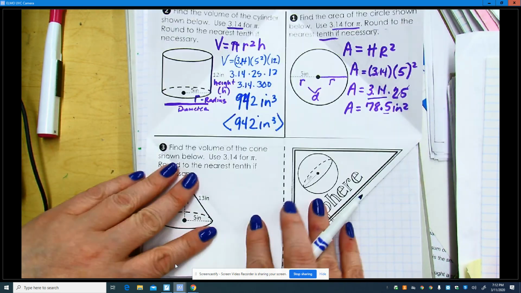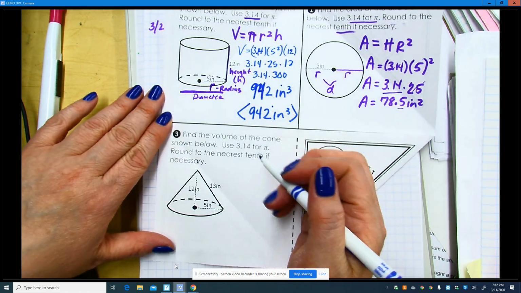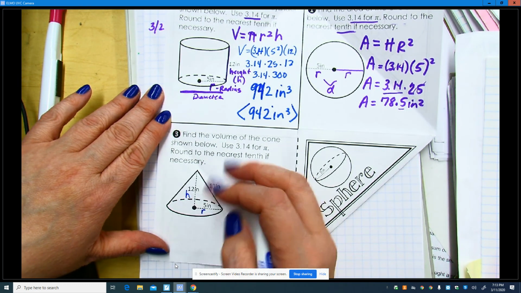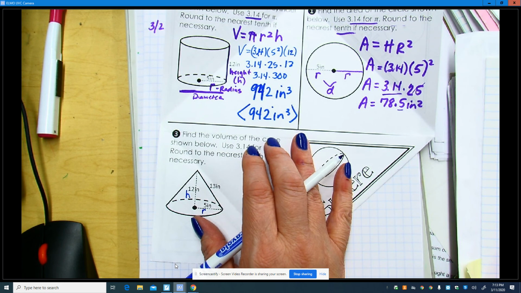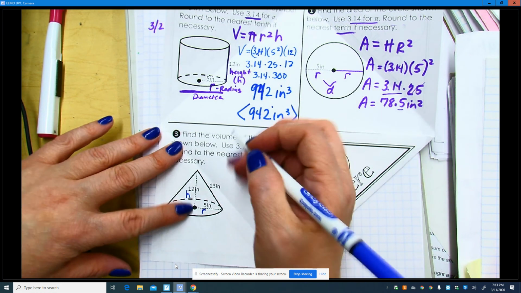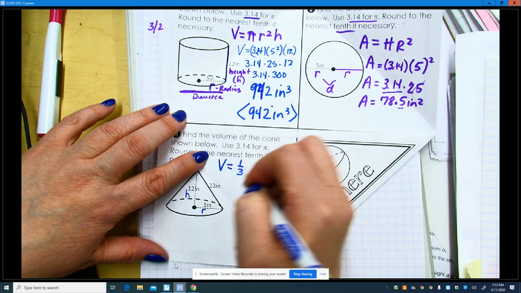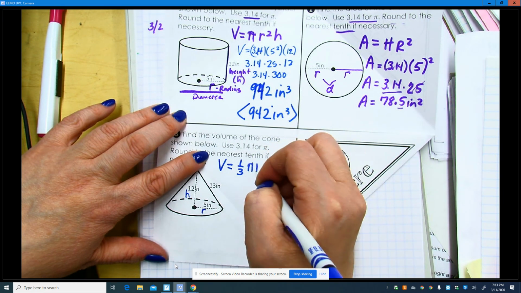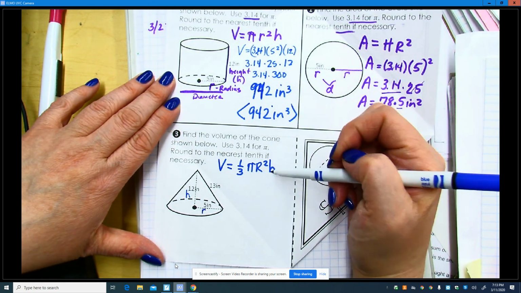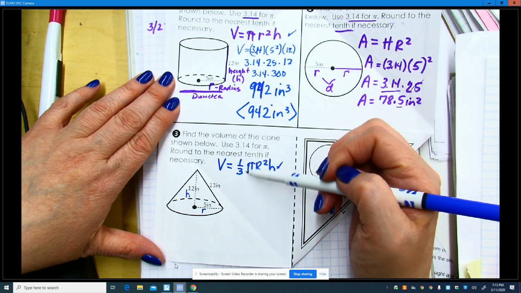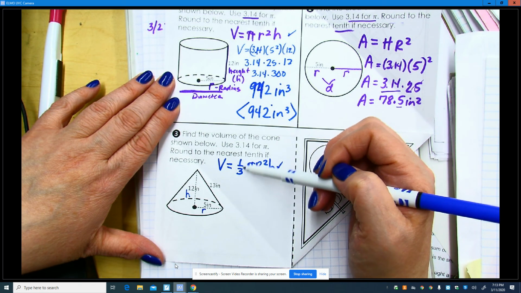Go ahead and open this up. So find the volume of the cone shown below. We know that the radius is 5, the height is 12, and the actual formula is volume equals 1/3 pi r squared h. So if you compare this to the cylinder, you can see that this is being multiplied by an additional 1/3.